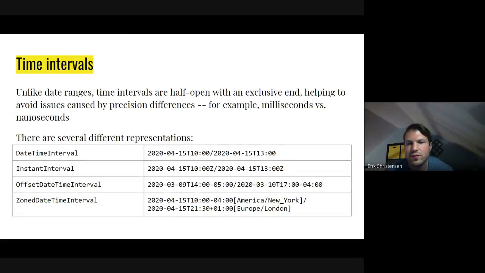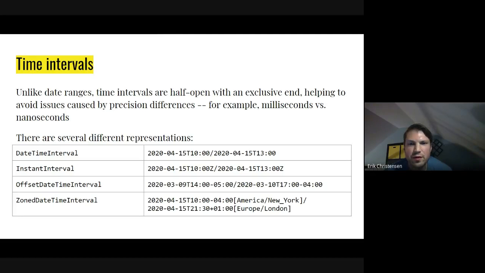Offset date time interval, I'm able to, in this example here, capture the transition between standard and daylight savings time here on the East Coast. So if I was on March 9th, it would be standard time with an offset of -5. And then the next day, it's an offset of -4 hours from UTC. So I can capture the local time difference, even though the offset changed, while still being able to know the exact instant. And then the zone date time interval takes that a step further in that I have the full time zone associated with it.